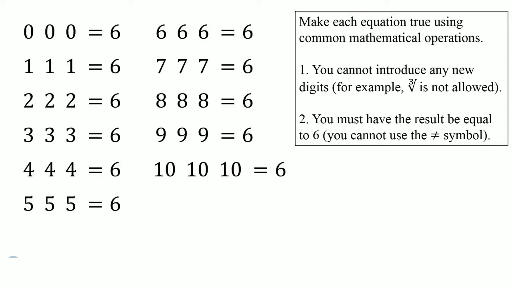First, you cannot introduce any new digit. So for example, the operation of cube root would not be allowed because it involves the digit 3. The second rule is very simple. You must have the result equal to 6. You cannot use the not equal to symbol.